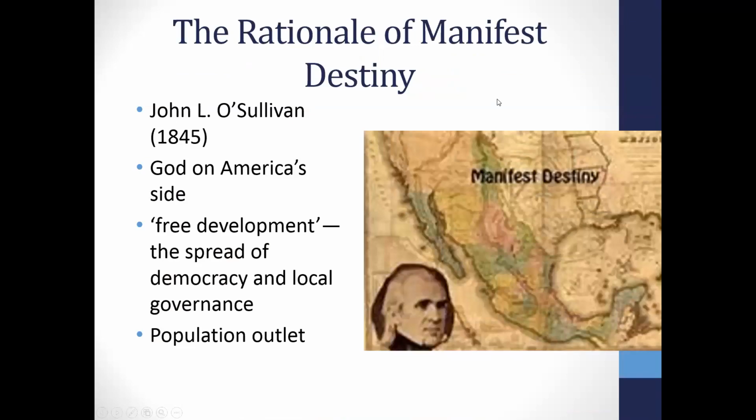Now, again, manifest destiny, the idea that God is on America's side, and it is God's will that the United States conquer the North American continent. And part of this also was a population outlet by the 1840s as more and more immigrants are arriving on America's shores. Now, not all Americans believed in manifest destiny, but it was a reigning ideology and a guiding ideology for both policymakers and lay citizens.